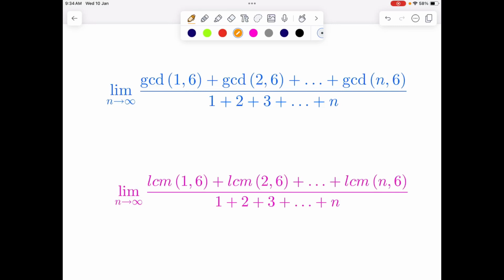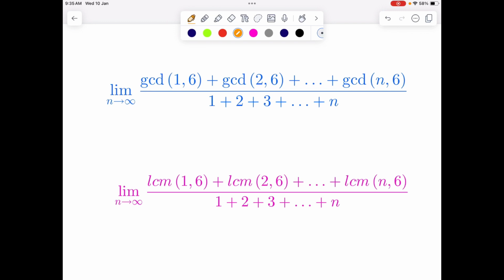Today we have a very unusual limit problem, and it was part of one of the very prestigious examinations. Let's see how we can tackle this problem. The first one is the limit as n tends to infinity of (GCD(1,6) + GCD(2,6) + ... + GCD(n,6)) over (1 + 2 + ... + n). And the second one is the same problem with LCM.